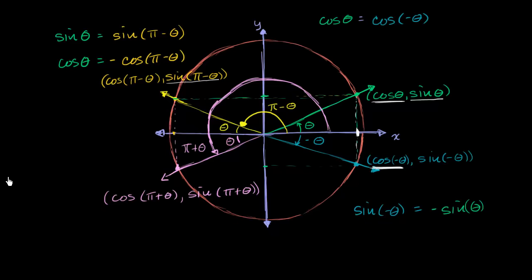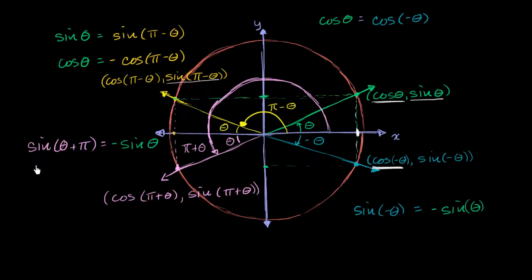And now finally, let's think about how this one relates. Well, here our cosine value, our x-coordinate, is the negative, and our sine value is also the negative. We've kind of flipped over both axes. So let's write that down. Over here, we have sine of theta plus pi, which is the same thing as pi plus theta, is equal to the negative of the sine of theta. This is sine of pi plus theta, or sine of theta plus pi.